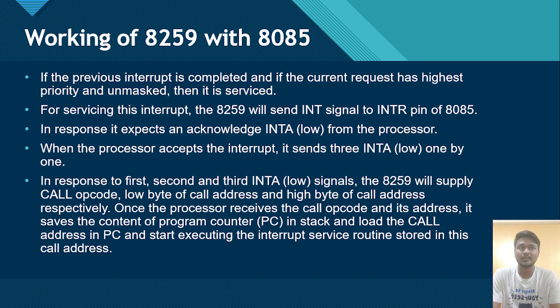When the processor accepts the interrupt, it sends the INTA low one by one, and in response to the first, second and third INTA low signals, 8259 will supply the call opcode, low byte of call address and high byte of call address respectively. Once the processor receives the call opcode and its address, it saves the content of the program counter in stack and loads the call address in PC, and starts executing the interrupt service routine stored in this call address. So once it takes the data from 8259, the 8085 stores it in the stack and then calls the addresses from PC and then executes it.